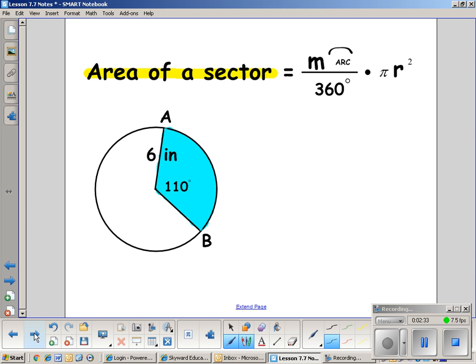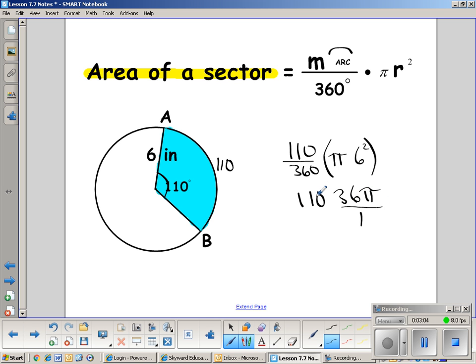So in this example, what's the measure of our arc? Arc AB, what's the measure of that? 110. Same as the measure of this central angle here, right? So this arc is 110. So we say 110 out of 360 times area of the whole circle, which is pi r squared. And what's r? 6. And so we get 36 pi. I'm going to put that over 1, so it's a fraction like this one. Okay? And if they want us to put this in terms of pi, what can we do?